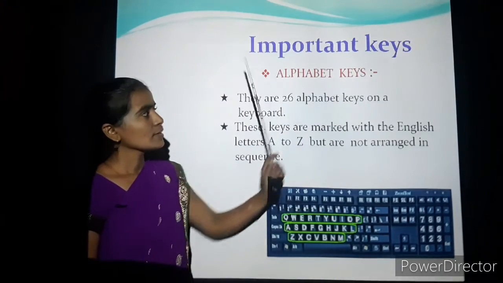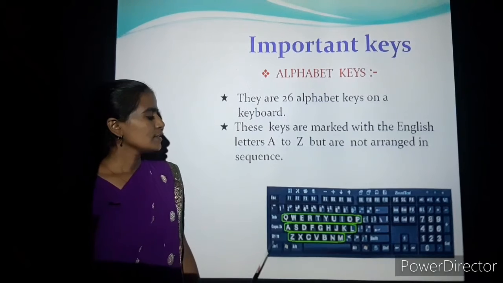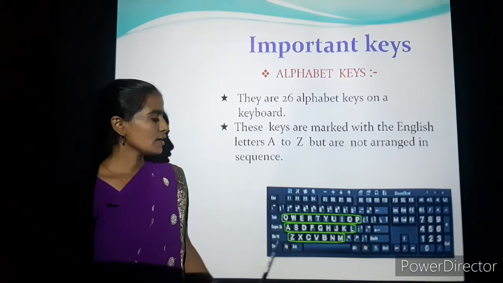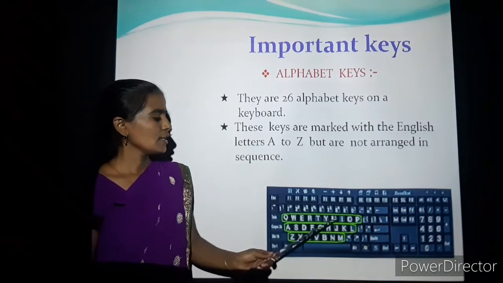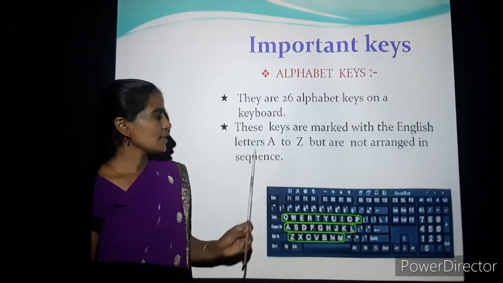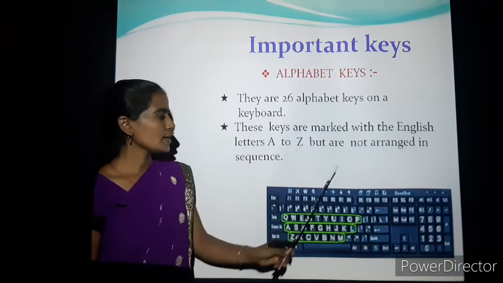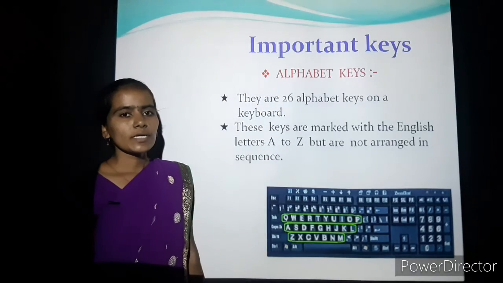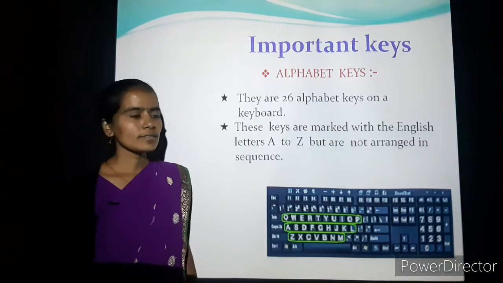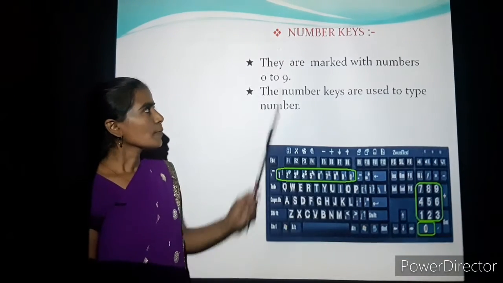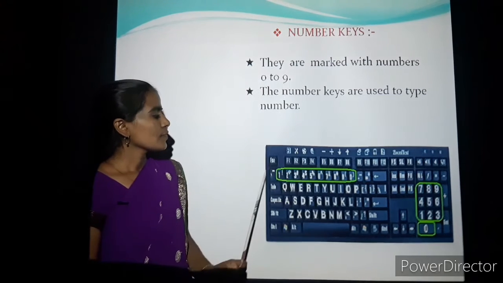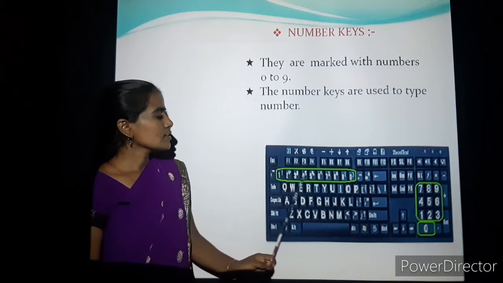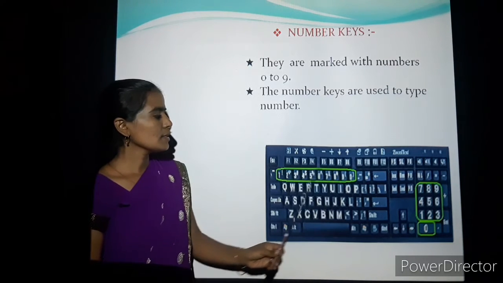Next, important keys. Alphabet keys. There are 26 alphabet keys on the keyboard. These keys are marked with the English letters A to Z, but are not arranged in sequence. Alphabet keys are used for typing letters, words and sentences. Next, number keys. They are marked with numbers 0 to 9. These keys are used for typing numbers.